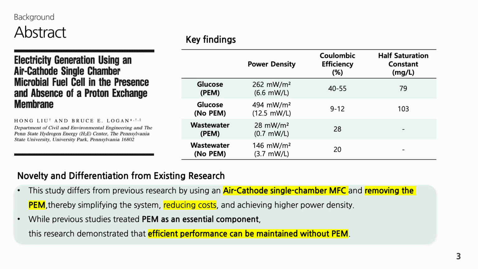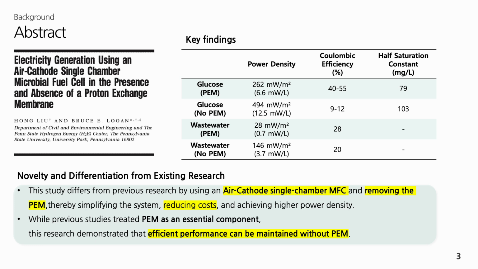When wastewater was used as a substrate, power density was 28 milliwatts per square meter with the PEM and increased to 146 milliwatts per square meter without it. Coulombic efficiency was 28% with the PEM and 20% without it. These results clearly demonstrate that removing the PEM significantly boosts power generation, especially when glucose is used as a substrate.